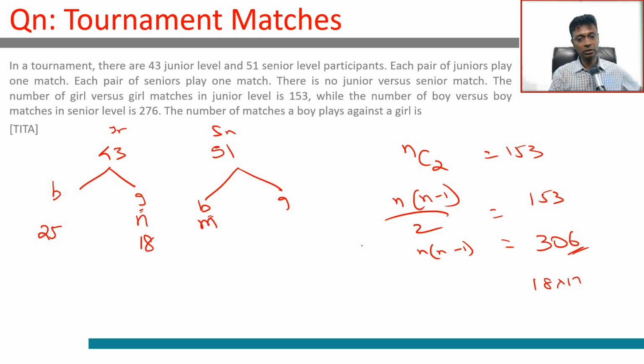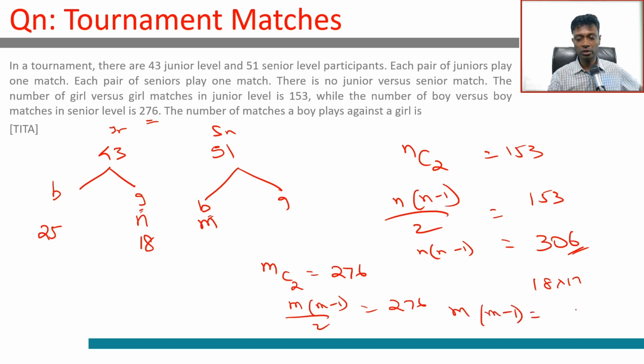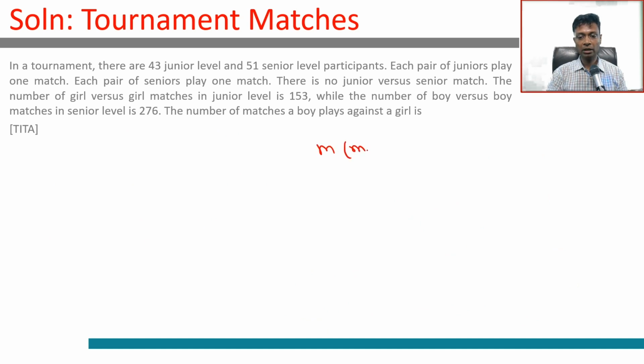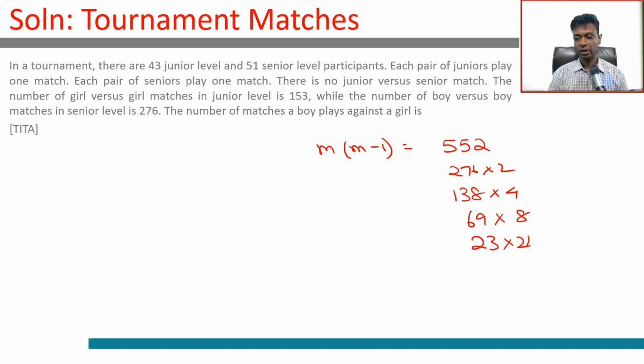Right. Now let's go here. Boy versus boy matches in senior level. MC2 is 276. M into m minus 1 by 2 is 276. M into m minus 1 is 276 into 2, 552. Fine, I'm going to write this down on the next page. M into m minus 1 is 552. 552 is 276 into 2, which is 138 into 4, which is 69 into 8, which is 23 into 24. We've hit pay dirt. This is 24 into 23.